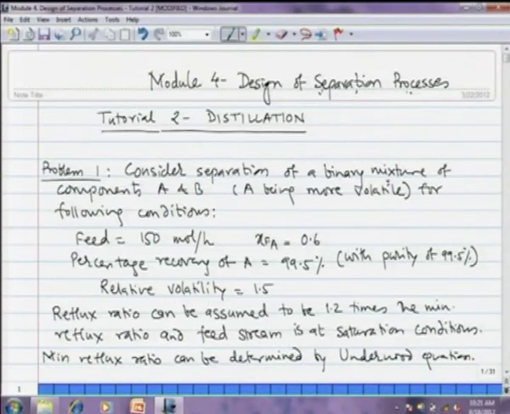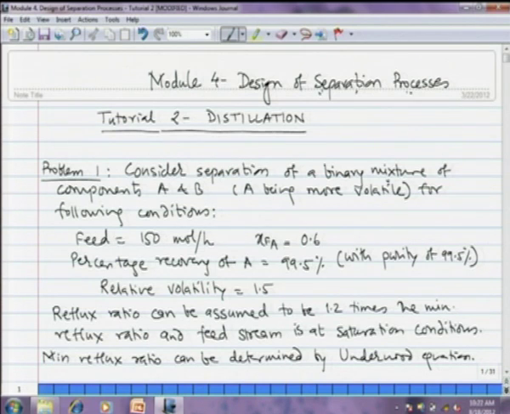Welcome. We are now in the second tutorial of module 4, that is design of separation processes, and today we shall see 4 problems related to the distillation operation. First problem statement appears on your screen now.